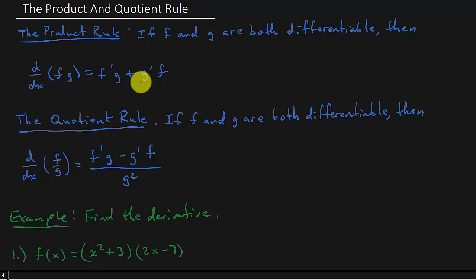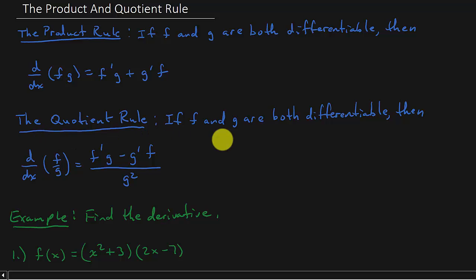The way I usually remember it and say it is, you've got your first function, you've got your second function. So it's the derivative of the first function times the second function plus the derivative of the second function times the first. So it's derivative of first times second plus derivative of second times first.